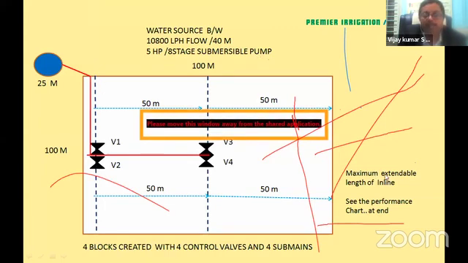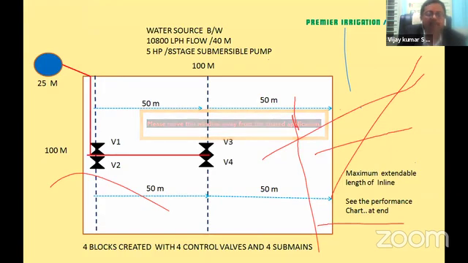And what could be the maximum extendable length of the inline? I will show it to you in the chart in the end. For this particular plot, anyway, I have to create 4 blocks because that is the water available. What it is trying to tell you is that I have only enough water to irrigate only 1/4 of the area. That is the meaning of block creation. So here I have created 4 blocks with 4 control valves.